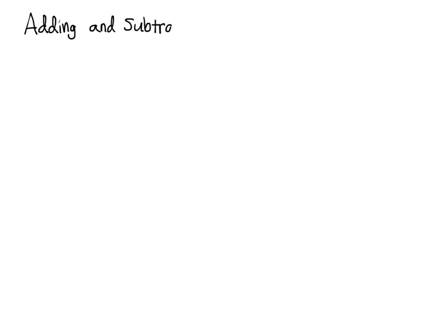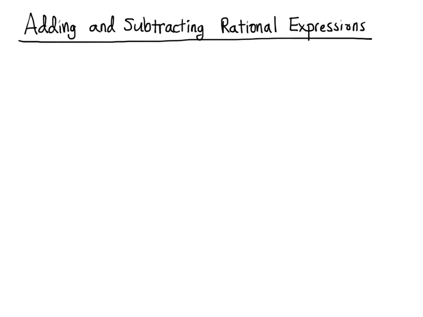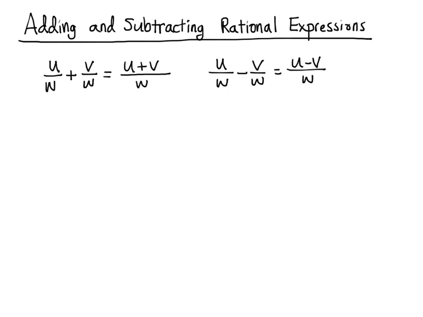All right, now let's talk about adding and subtracting. Adding and subtracting rational expressions works very much the same as adding and subtracting fractions. When we have something with a common denominator, here in this case w, you just retain the common denominator and you either add or subtract the numerators. If u, w, and v were ordinary numbers, 1/5 plus 2/5 equals 3/5. The common denominator would stay, and we would just do the operation with the numerator.